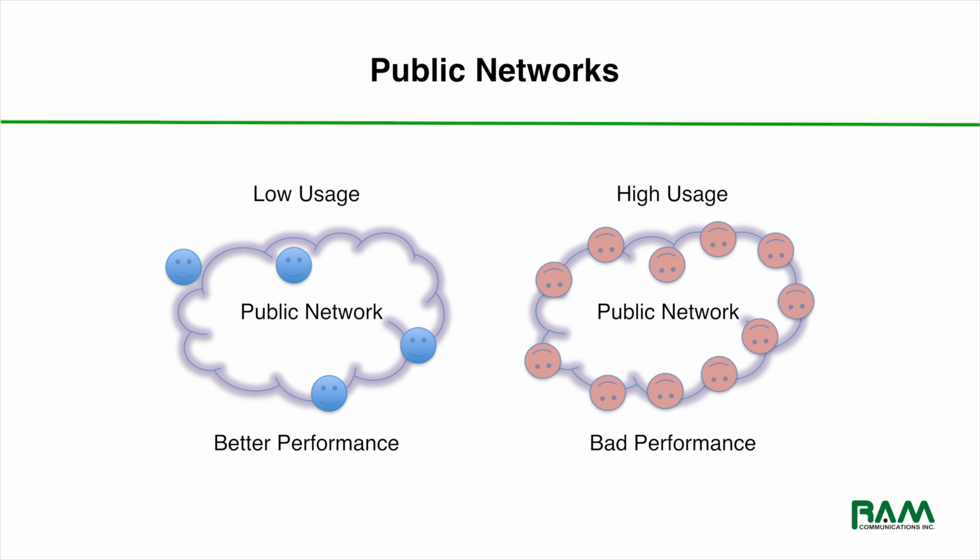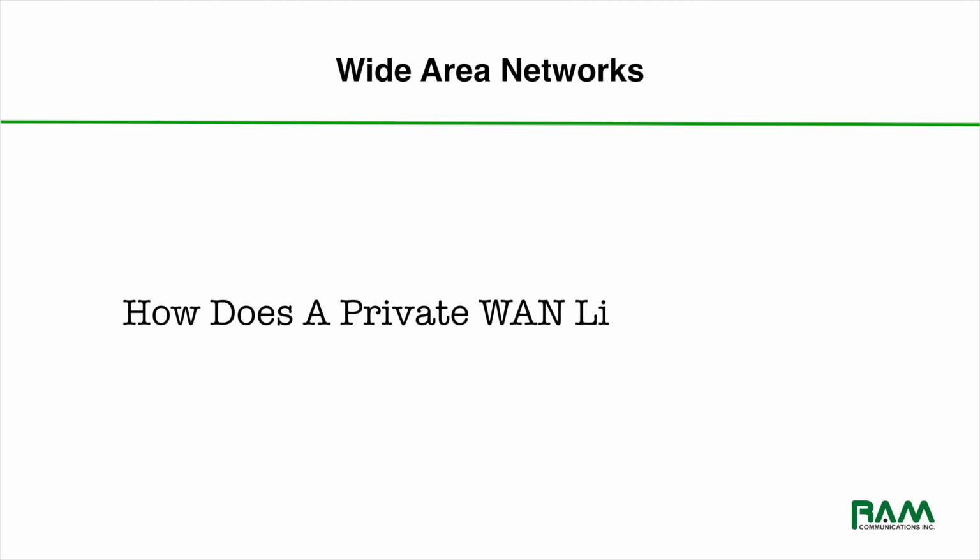This lack of performance and security are just a few reasons why businesses invest a lot of money and time into creating private WAN networks. How does a private wide area network actually link separate office locations together? First example that I'm going to show you is one of the more basic older technologies called point-to-point.